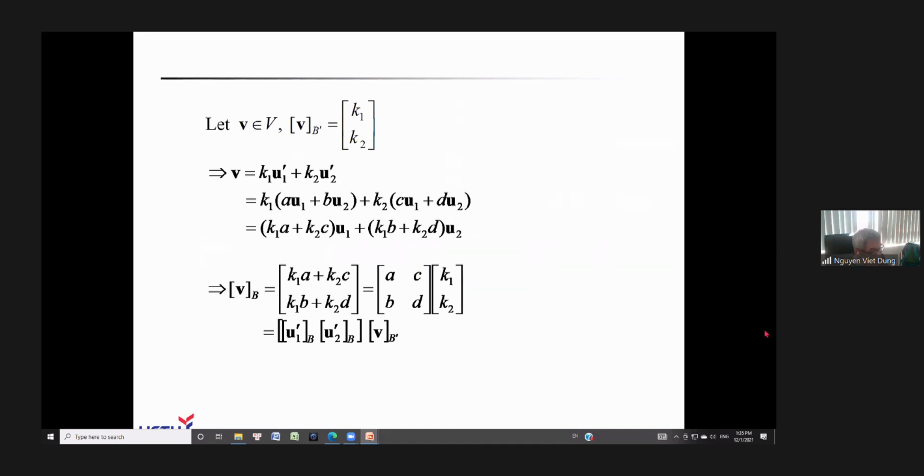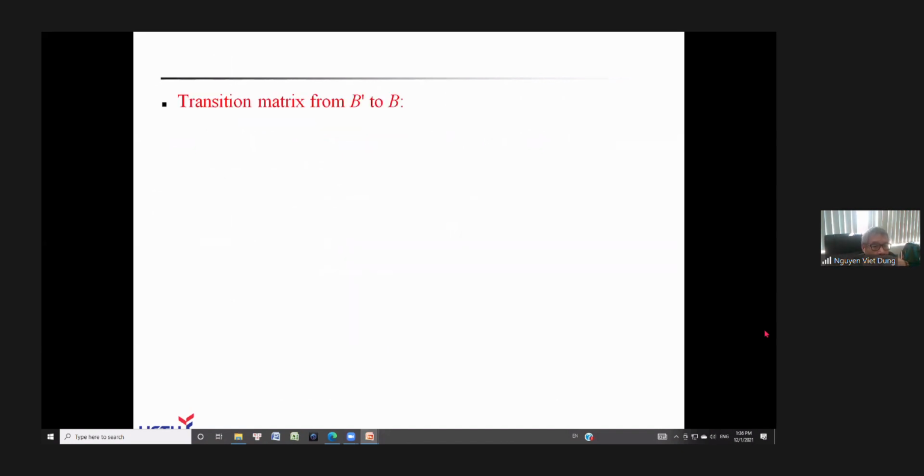Now here is a simple example. Now I can generalize it for a space of any dimension. Here we are going to define what we call the transition matrix from B prime to B. Ma trận chuyển cơ sở từ B phẩy sang B. That is the name in Vietnamese.